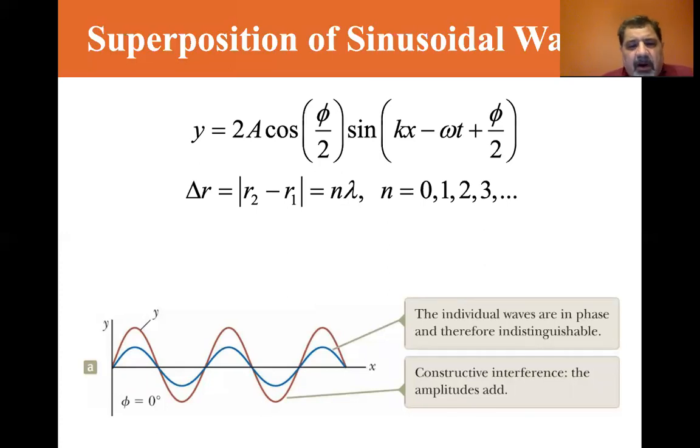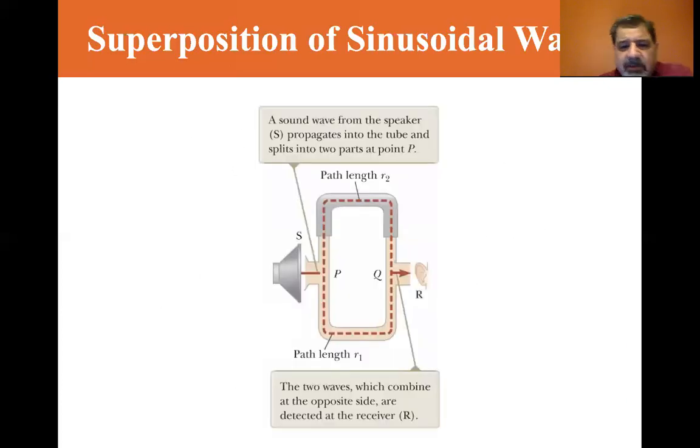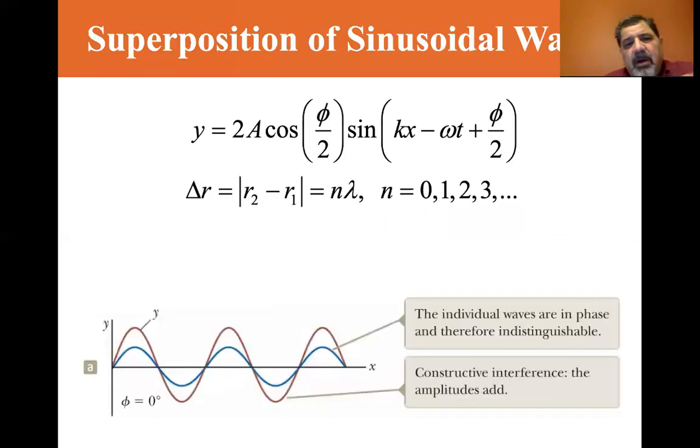Now, delta R is R2 minus R1, equal to n times lambda, where n is equal to 0, 1, 2, and 3. These are the path lengths. If we go back, you'll see that R is equal to the path length. You see the little red dot on the bottom is path length R1, and the dotted line on the top is path length R2. So that's where delta R is R2 minus R1, and it's equal to n lambda.